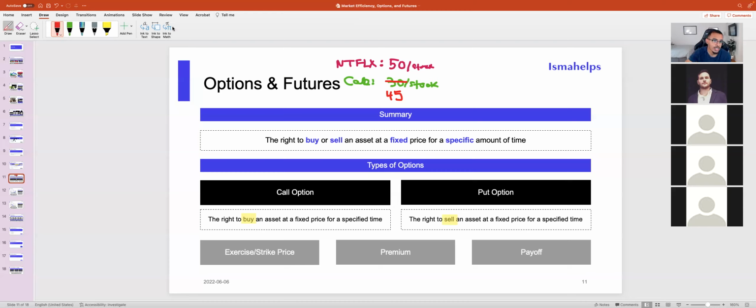Now let me ask you another question. Let's say that our call option is at 60 bucks. Would you rather exercise your call option, so the right to buy, or would you rather buy Netflix at $50? What would you rather do? People would always, in this case, rather simply buy at 50 bucks.